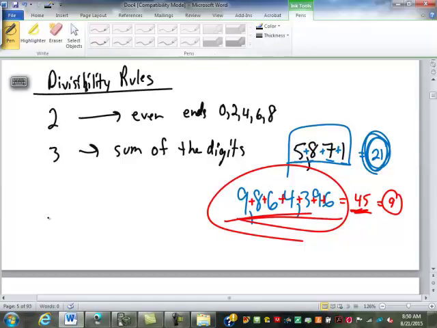Now for 4, there is a divisibility rule for 4, but it's not a really good one.